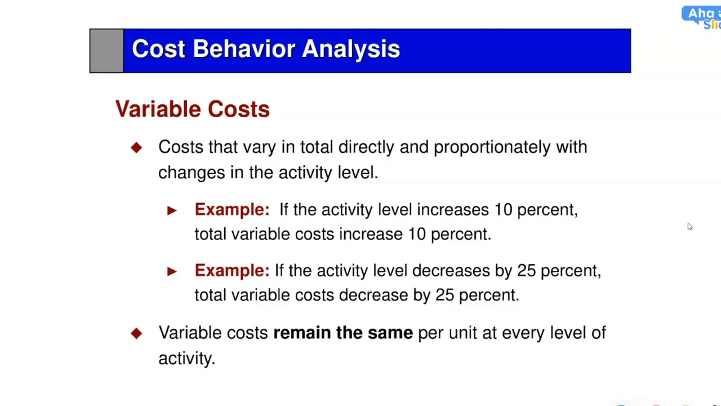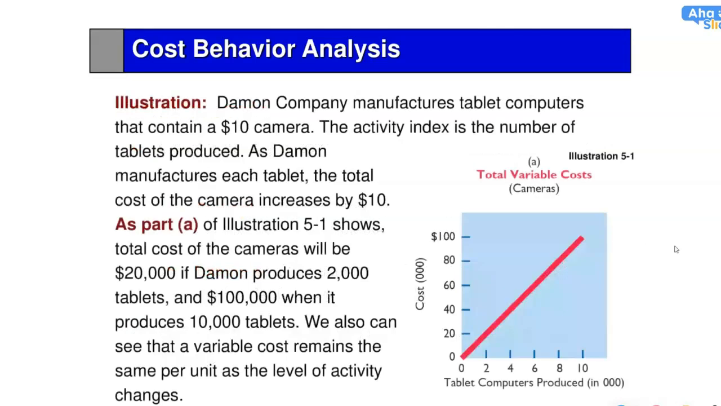And that is the nature of the variable cost. Let's assume Damon Company manufactures tablet computers that contain a $10 camera. The activity level is the number of tablets produced. As Damon manufactures each tablet, the total cost of the camera increases by 10. And as you can see here, if I produce two tablets, the total cost is 20. If I produce four, the total cost is 40, and so on.